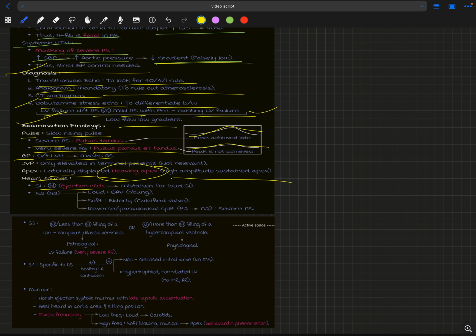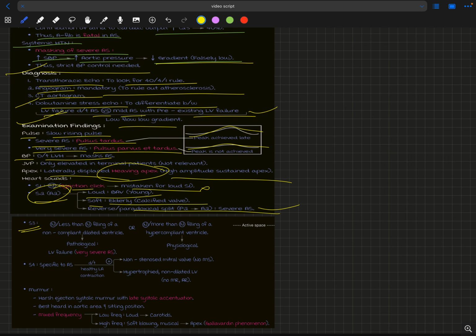Heart sounds: S1 is normal, and an ejection click can be there, not to be mistaken for a loud S1. And what happens to S2? It is loud in case of bicuspid aortic valve, the most common cause of aortic stenosis in the young population. It is soft in the elderly due to a calcified or degenerated valve, and reverse or paradoxical splitting of S2 is seen in case of severe AS. Fixed wide splitting is in case of atrial septal defect.